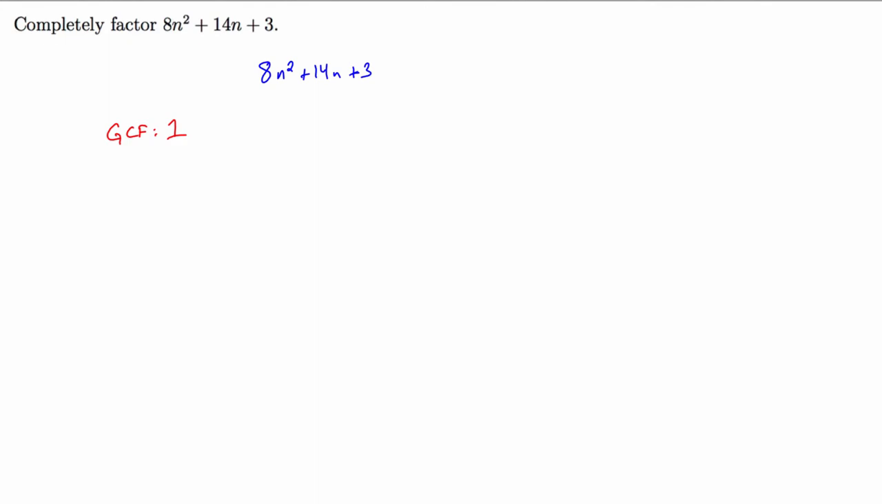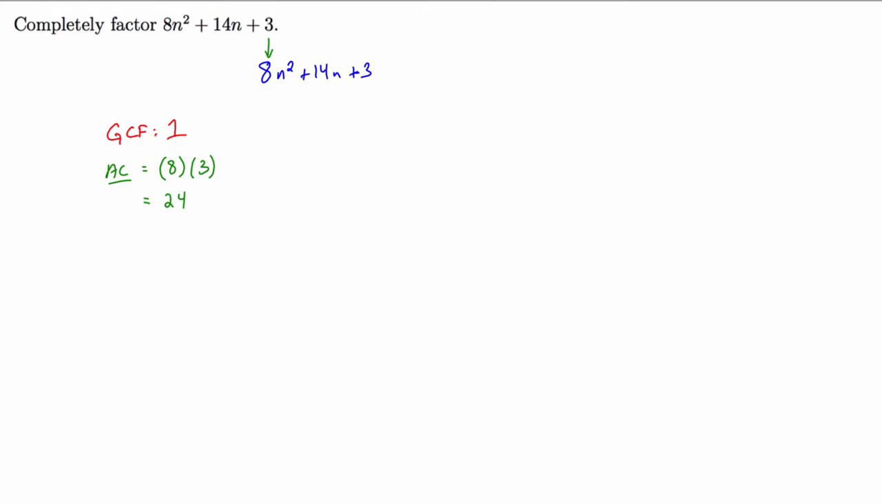Now looking at what remains, we have a trinomial, and not only is it a trinomial, but its leading coefficient is not 1. Because this is not a 1n squared, but instead an 8n squared, we're going to choose to use the AC method. The AC method begins with taking the leading coefficient and the constant term, so our A and our C values, 8 and 3, and multiplying them. 8 times 3 is 24.